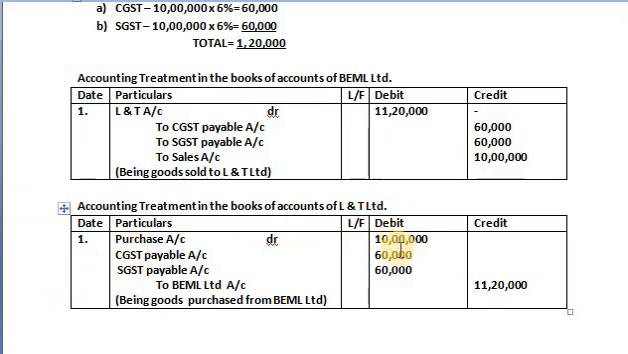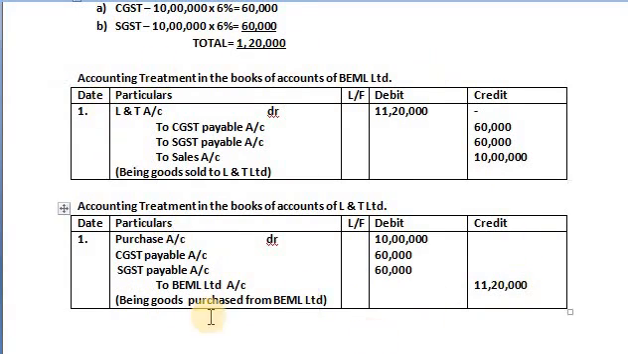Purchases account 10 lakhs, CGST payable 60,000, SGST payable 60,000. To whom are they paying all these things? Credit the giver. Who is the giver here? Bemel Limited. How much are they paying? 11,20,000. Narration: being goods purchased from Bemel Limited.